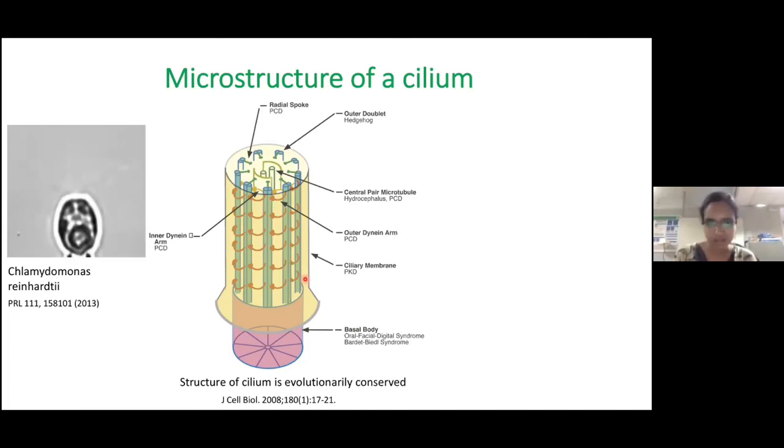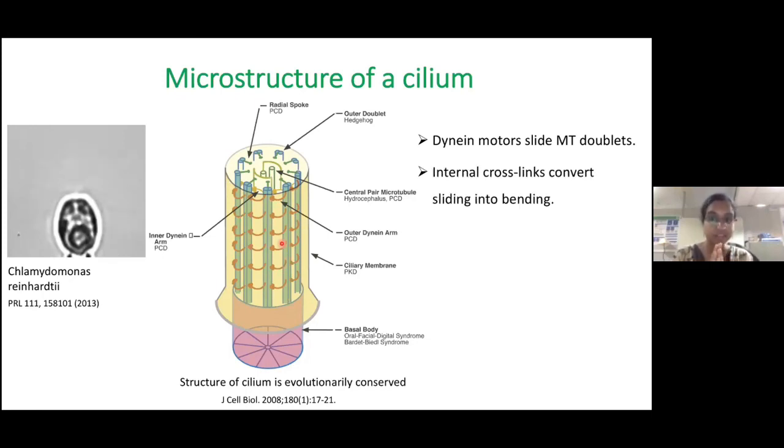So how does this structure of motor filament assembly produce this kind of motion? What is going on at the micro scale? At the micro scale, the role of the dynein motors is to slide microtubule doublets. The motors consume ATP, which is the source of energy, and apply shear forces on the microtubule doublets. These doublets are cross-linked to one another through passive proteins like nexin links, and these internal cross-links convert the sliding motion of the doublets into bending.